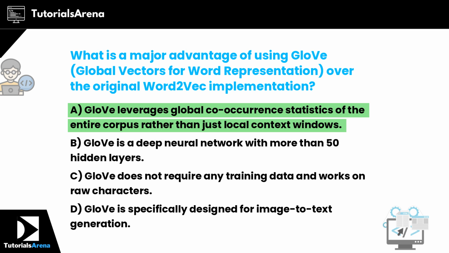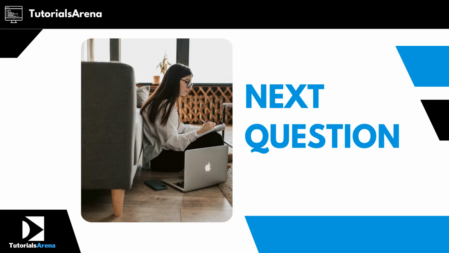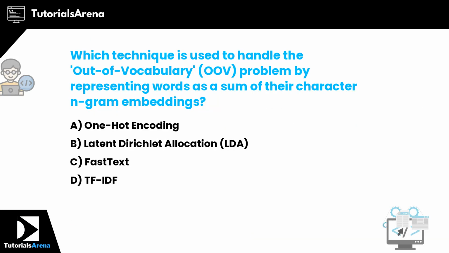The correct answer is option A. GloVe leverages global co-occurrence statistics of the entire corpus rather than just local context windows. Which technique is used to handle the out-of-vocabulary (OOV) problem by representing words as a sum of their character n-gram embeddings?